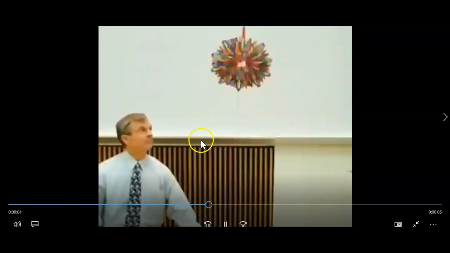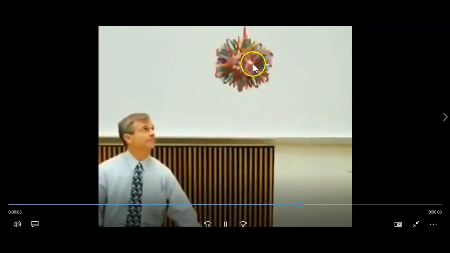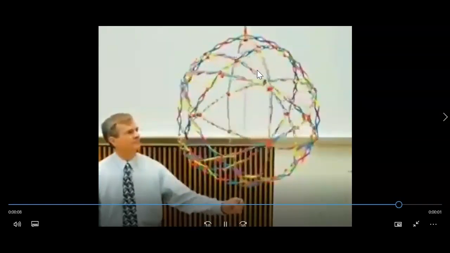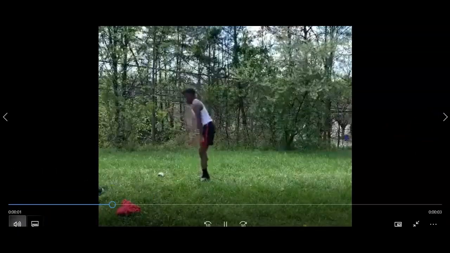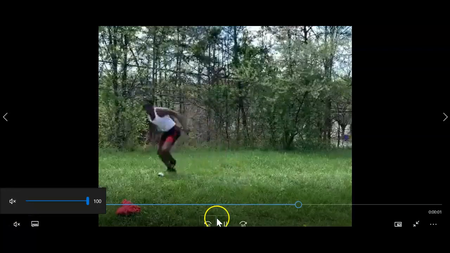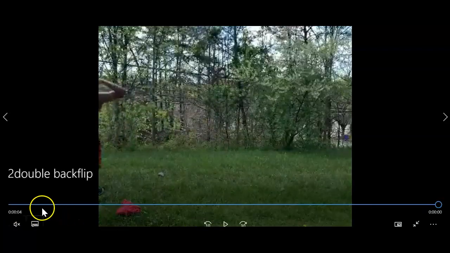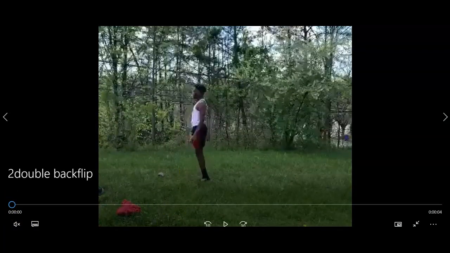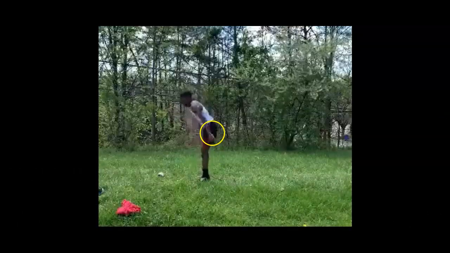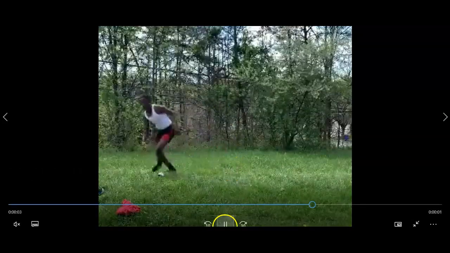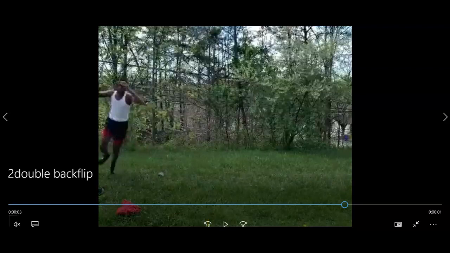So here we have an object rotating, and then all of a sudden its angular speed increases. We'll be able to explain this with angular momentum. Here we can see this guy does a double backflip. He goes up, not rotating very fast, and then he increases his angular speed. Again, angular momentum lets us explain that.